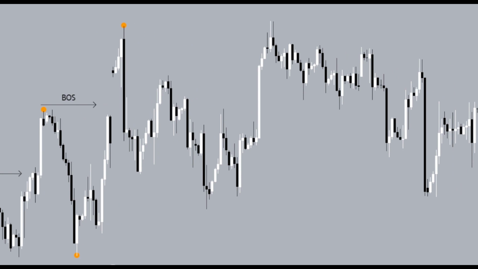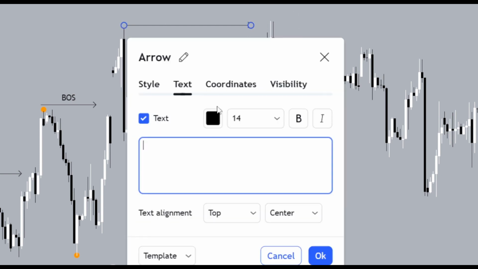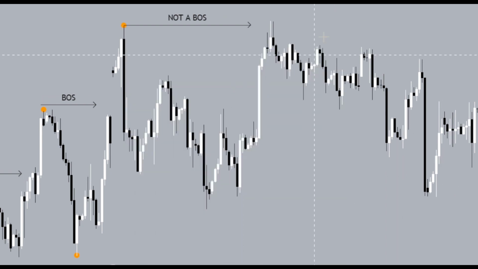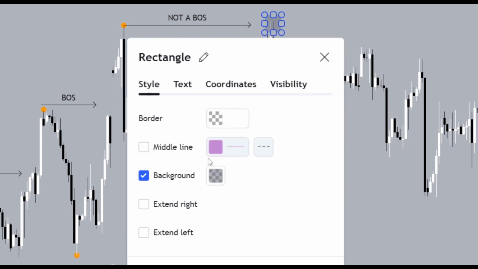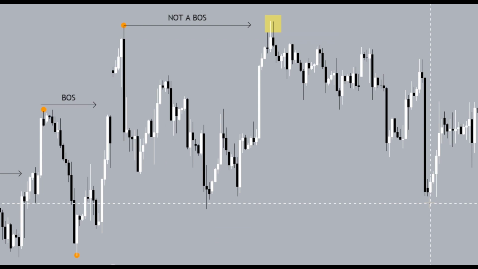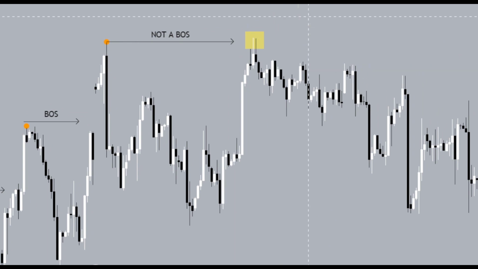Now, from here, it's important to understand, if I quickly draw an arrow over here, that this is not a break of structure. So I'm going to label this as not a BOS. Why is this not a break of structure? Well, simply because we've swept above the old high. So this here represents a sweep of liquidity, and I'll label this in yellow. It's not actually a break of structure, just a sweep of liquidity. It's swept the last high. It hasn't broken it. Therefore, it is a sweep of liquidity, not a break of structure.